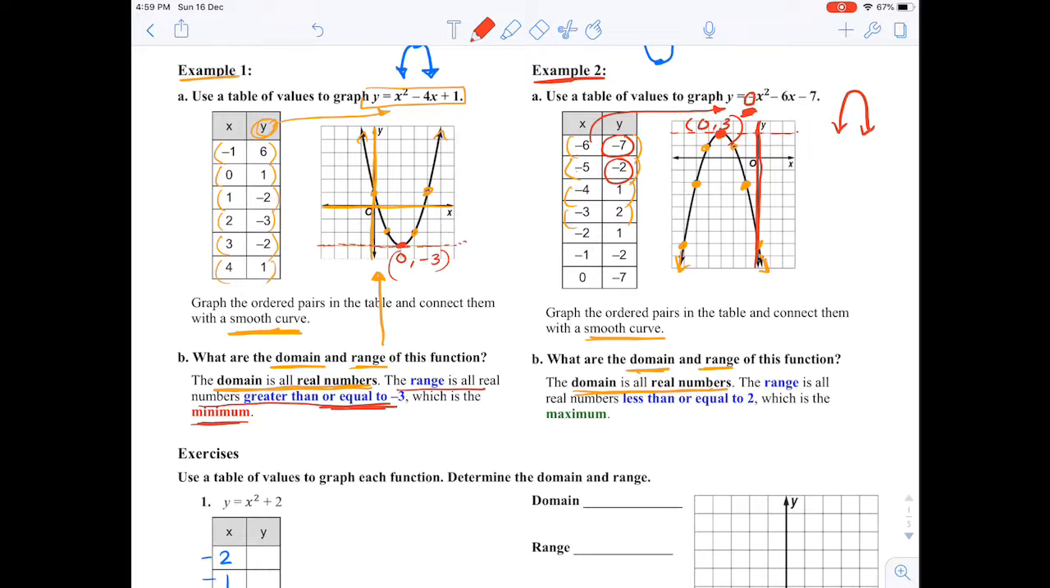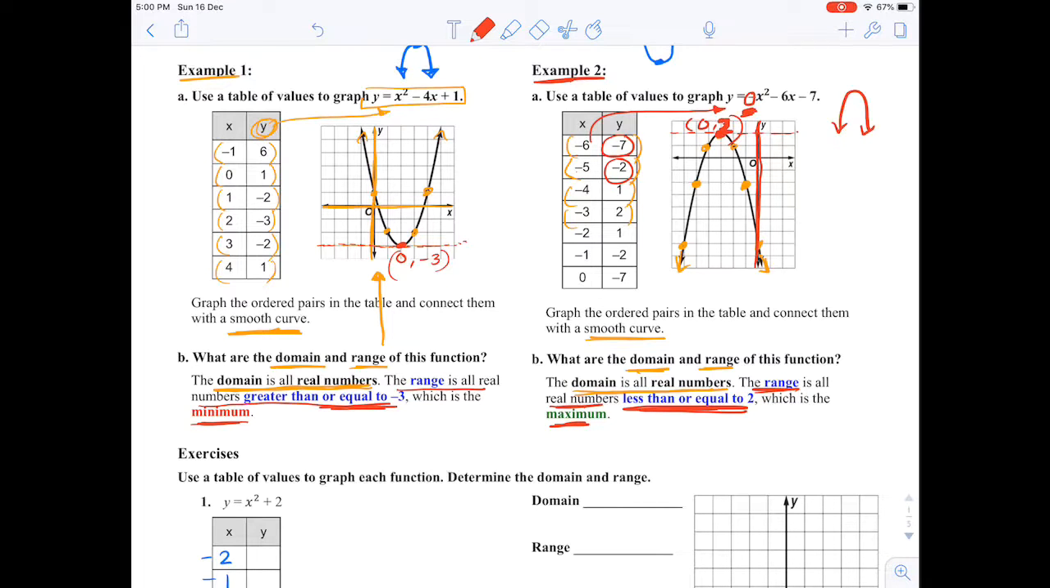So the y values, or the range, can be any number, all real numbers, as long as they are less than or equal to, oh gosh, was that a 2? Yep, that was a 2, not a 3, sorry. Less than or equal to positive 2, and that is called the maximum point.